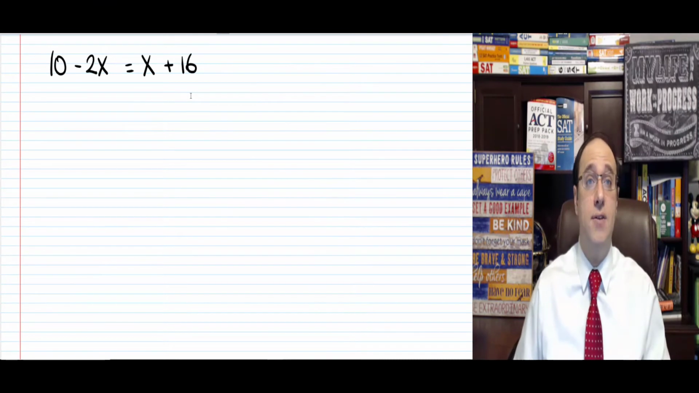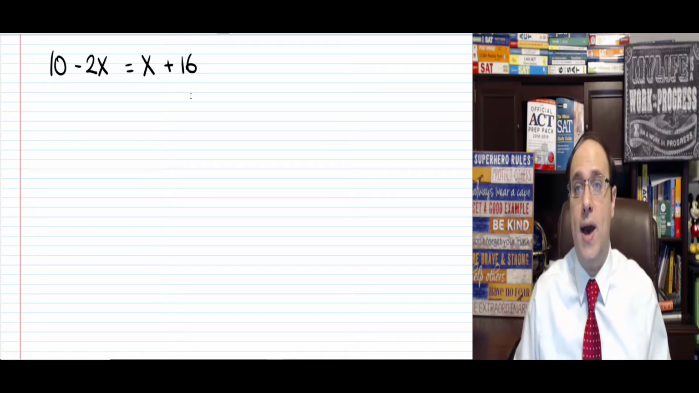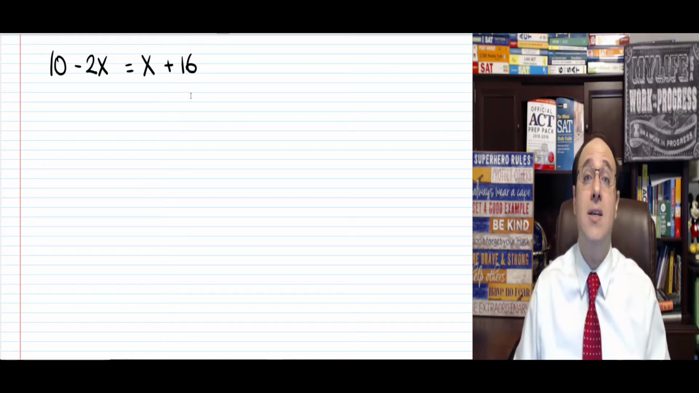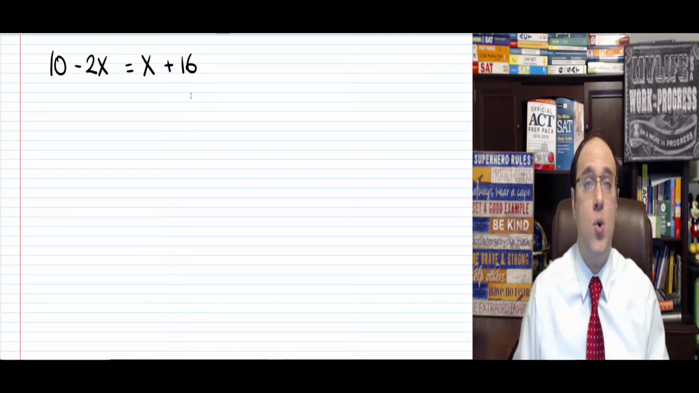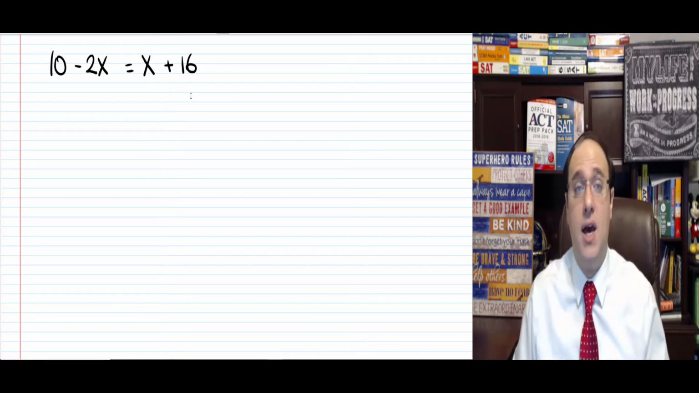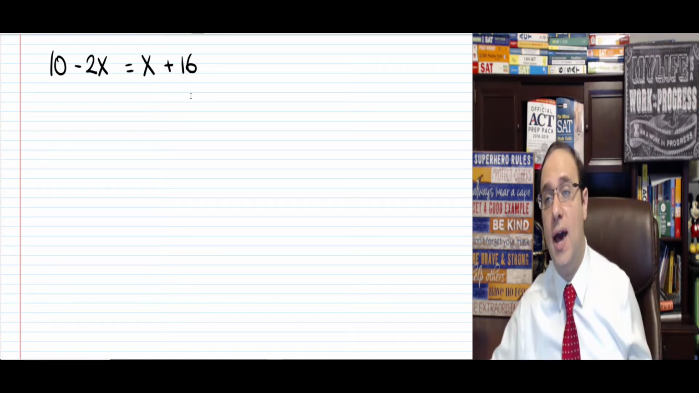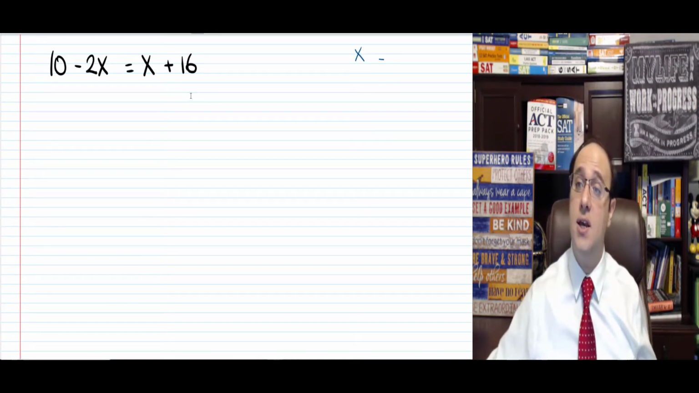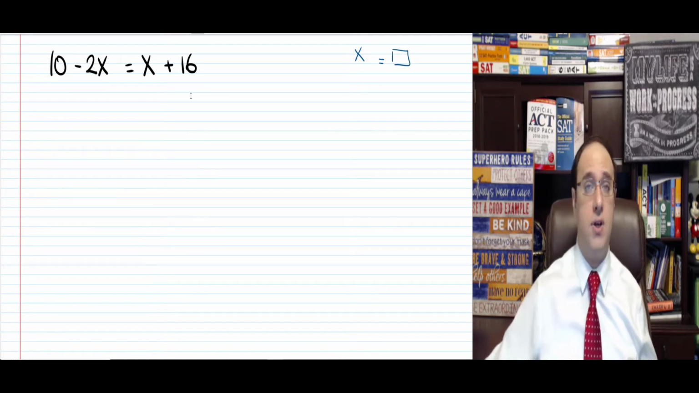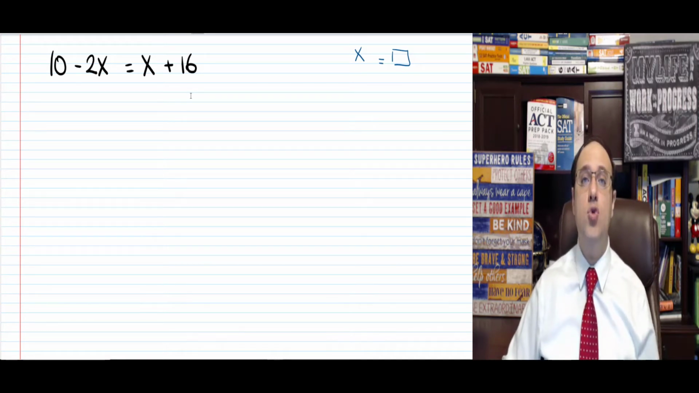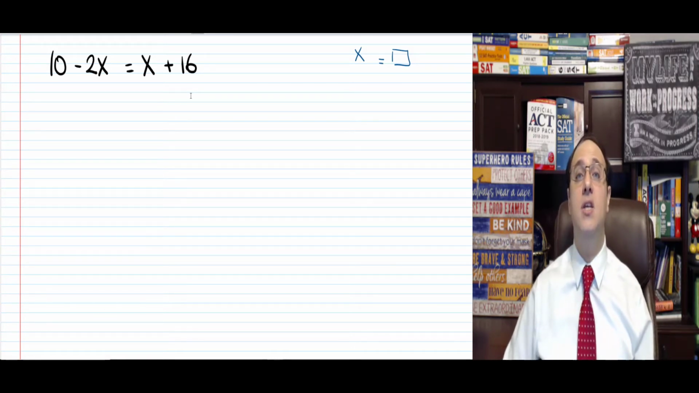Now let's look at a difficult question like the question you have right here. This question is difficult because it doesn't look right. You have x's on the left and you have x's on the right. I have minus 2x on the left and I have x on the right. And the right way for any equation to look is to have all the x's on one side and all the numbers on the other side. I ultimately want x to equal a number. So I need to rearrange this equation. I need it to look good.